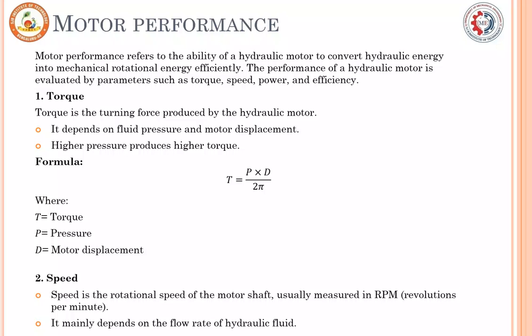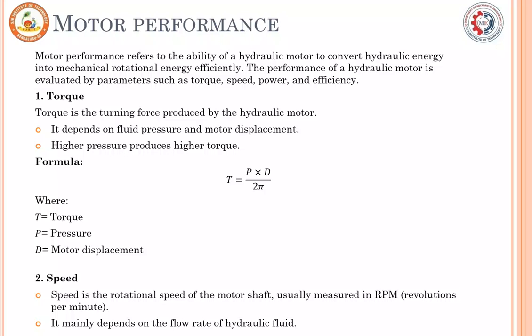The ability of a hydraulic motor is to convert hydraulic energy into mechanical rotational energy, which will be efficient. The performance of the hydraulic motor is evaluated by the parameters indicated below: torque and speed. If you want to calculate the torque, T is equal to P into D by 2 pi. Here P is the pressure and D is the displacement.